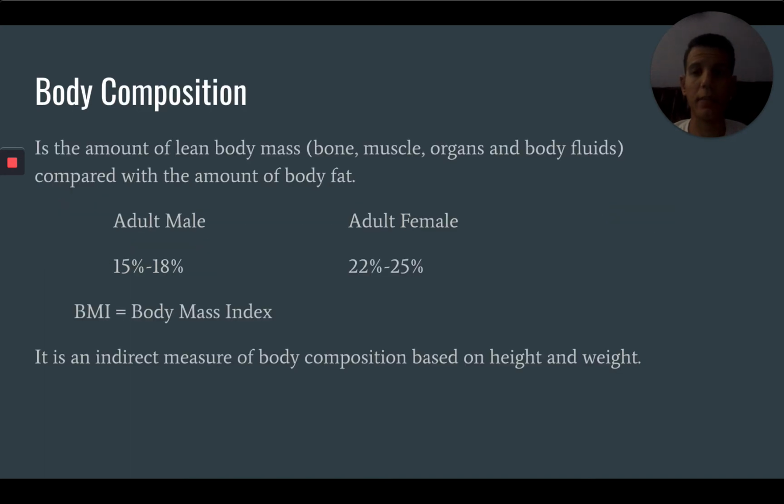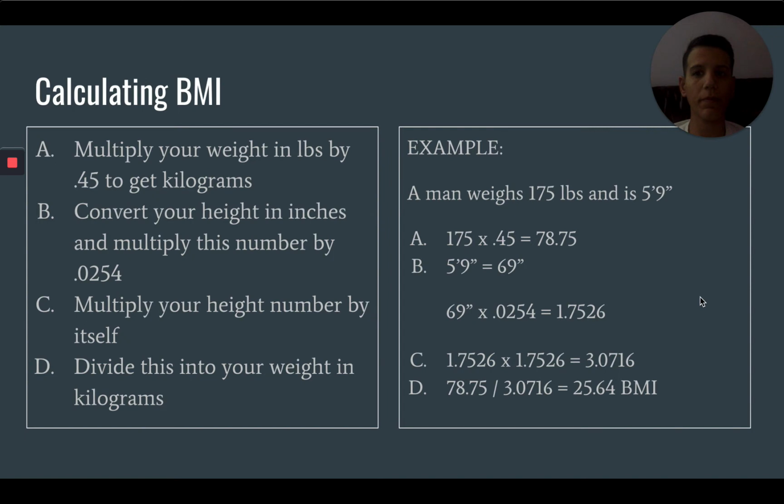Body composition. It's the amount of lean body mass, bone, muscle, organs, and body fluid compared with the amount of body fat. And you can read through this. You've probably heard of something called BMI. It is an indirect measure of body composition based on height and on weight. So calculating your BMI, we are not really going to be going through talking about BMI or working with our own BMI as much. Muscle weighs more than fat. We'll talk about that later in the year. But I did want to add this in here so that you can figure out what your BMI is.